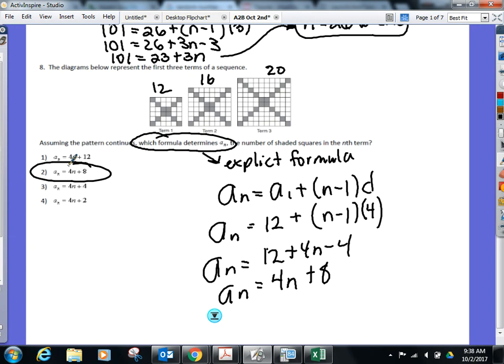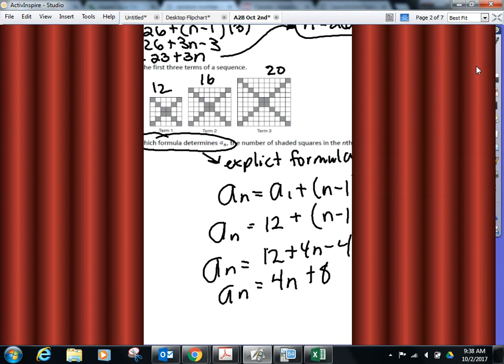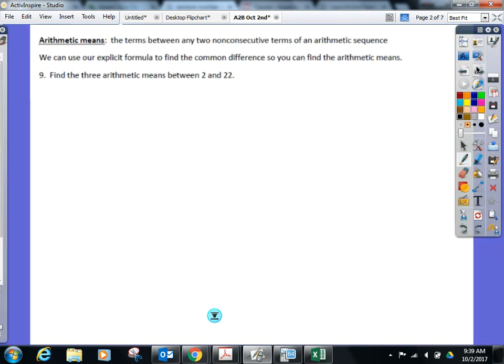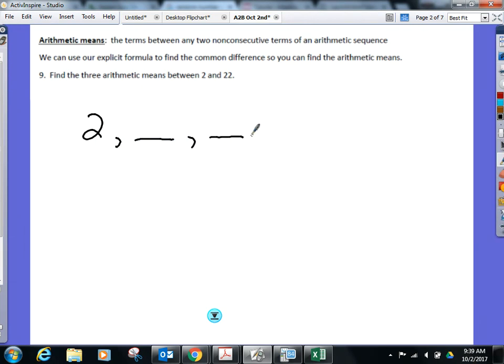Oh, I got one more, don't I? Okay, sorry. Arithmetic means. I didn't realize that. Okay, arithmetic means, here's what it says. I'm just going to go right to the problem. Find 3 arithmetic means between 2 and 22. So here's 2. Find 3 arithmetic means between 2 and 22, which means I'm going to add the same number every time and end up at 22.